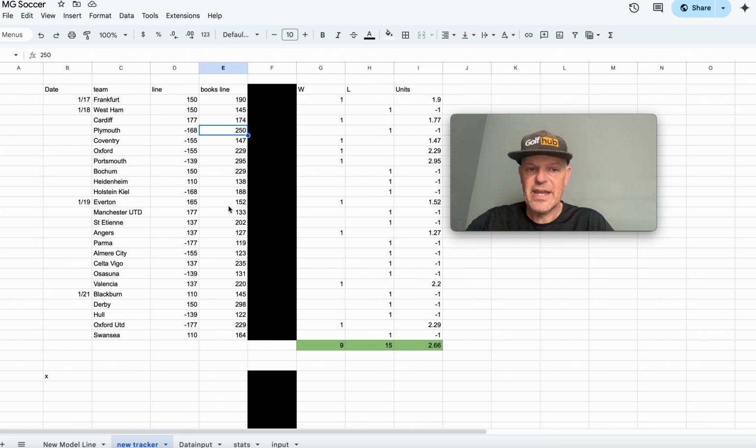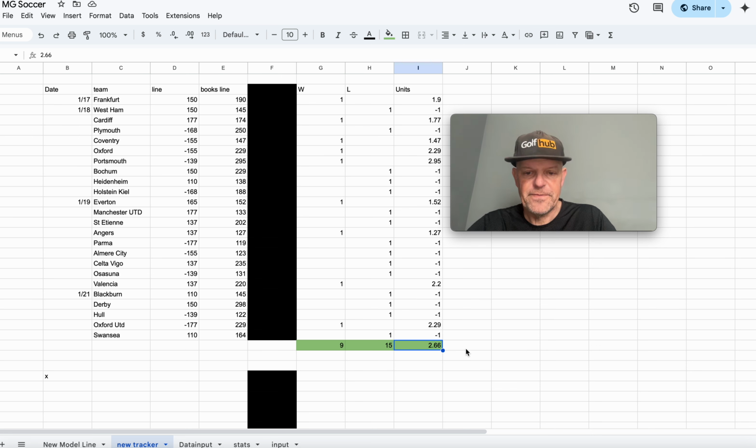Now, if you add all this up with this back test, we went 9 and 15, which is a 38% win ratio, and it was profitable at 2.66 units. Another thing I did, I only played matches where the line was plus 120 or greater. The reason for doing that is we can hit anywhere from 50% or even less and still turn a profit long term. So that's why I put that criteria in there.